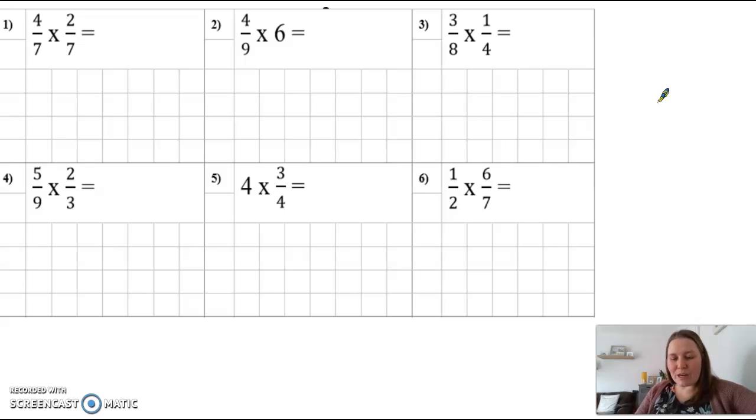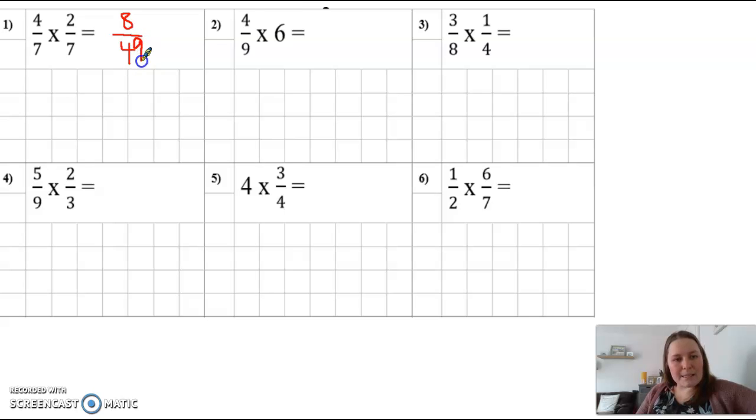Today I'm going through fraction multiplication questions 1 to 6, so let's get started. I'm going to work through the different fraction ones first and then come back to the whole number by fractions at the end. So when you're multiplying two fractions together, you multiply across your numerators and then across your denominators. So 4 times 2 is 8 and 7 times 7 is 49.